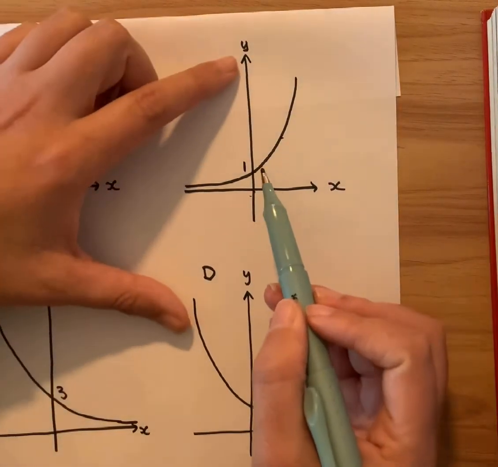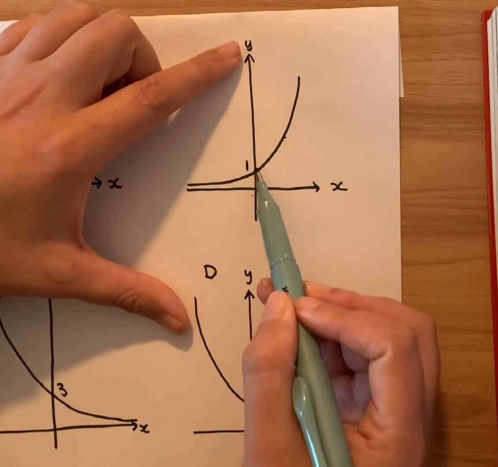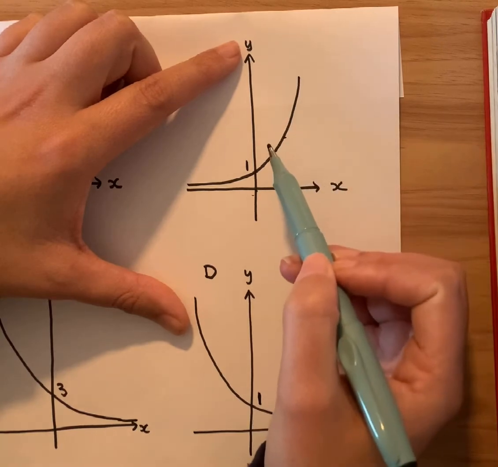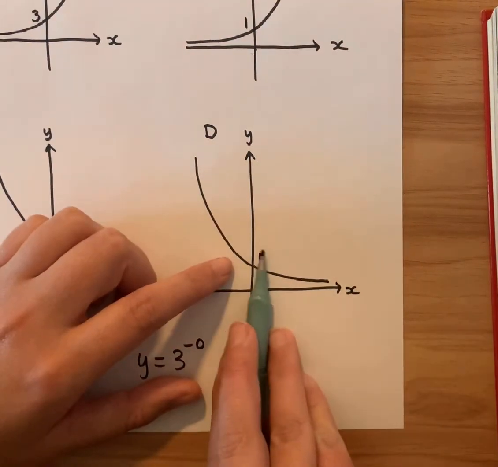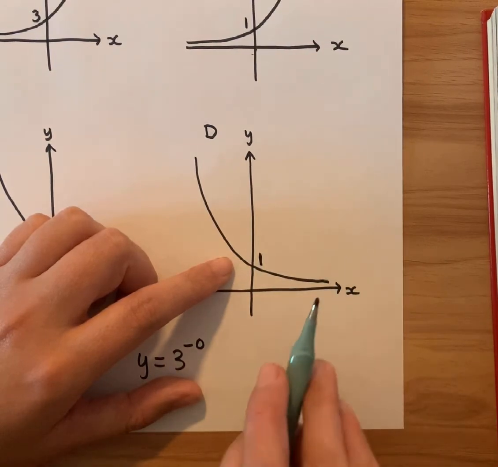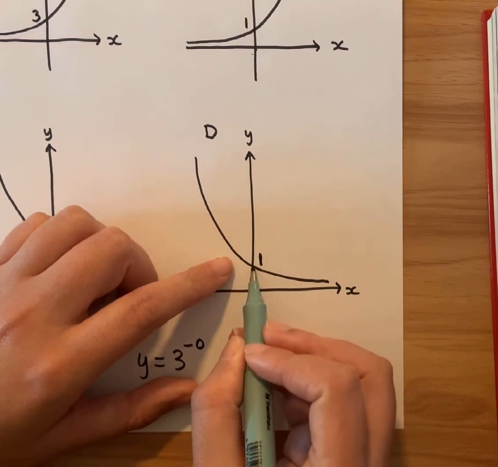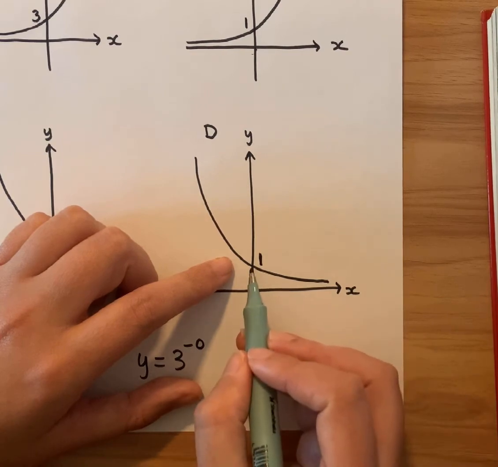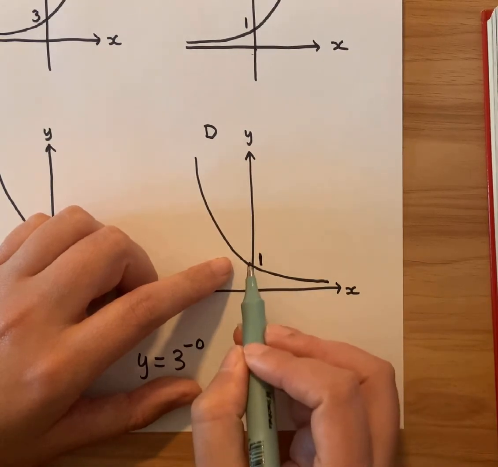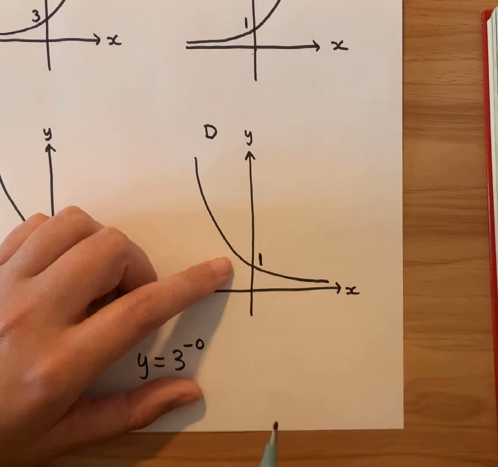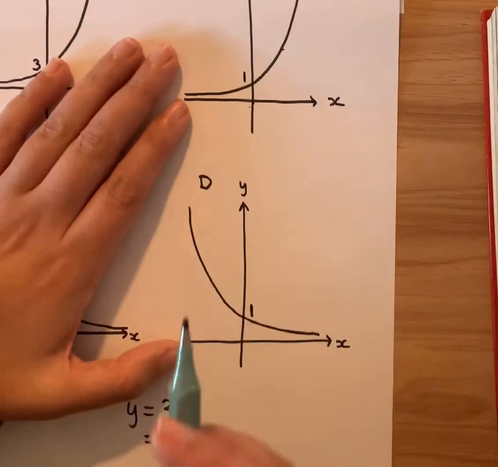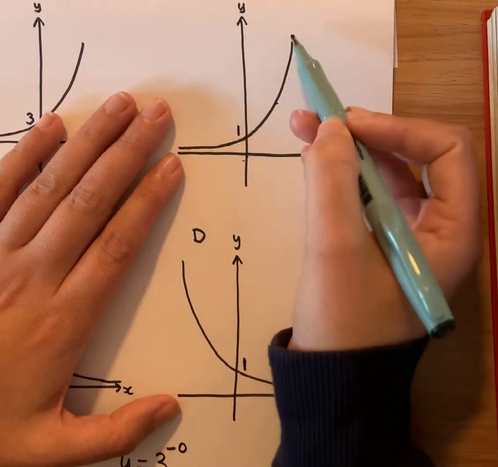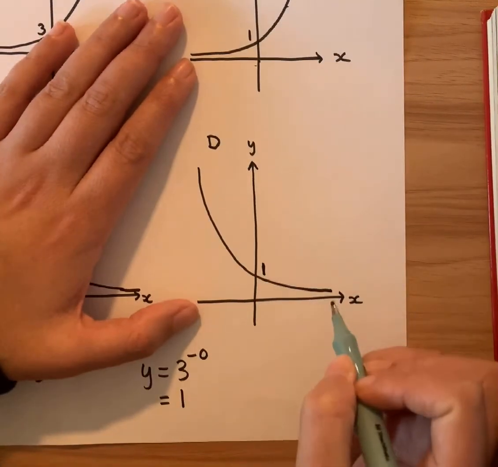And if we find a value for y that's greater than 1, then it has to be this graph here. Because if we look at this graph, when x is positive after the y-axis, y is actually less than 1 because as you can see, it's lower than 1. So let's check a positive value on this side of the y-axis and see if we get something greater than 1 and it's this graph, or if it's less than 1 and it's this graph.